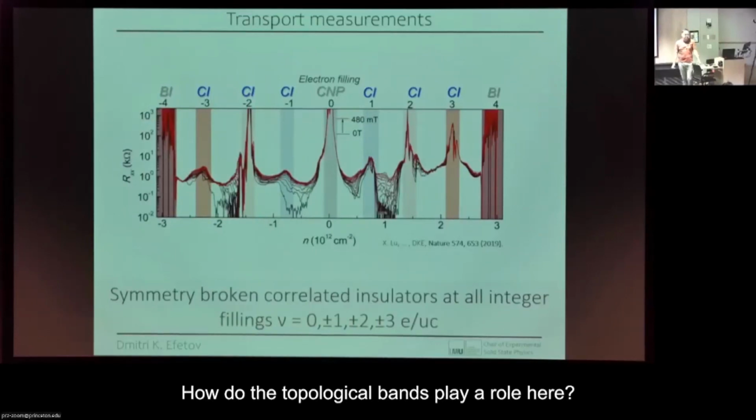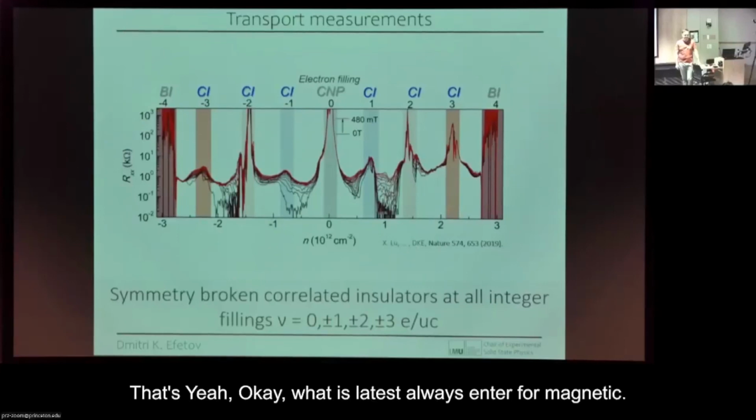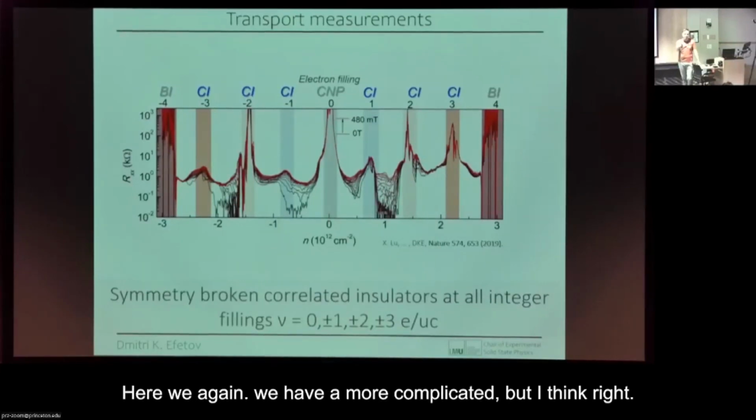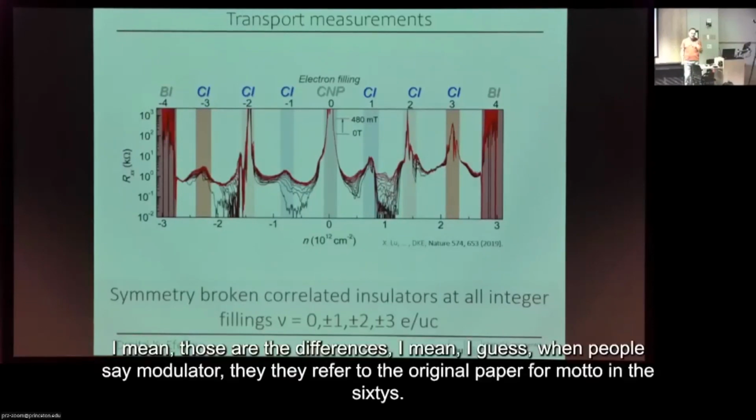How do the topological bands play a role here? Maybe Mott insulator refers to the antiferromagnetic state. Okay, a Mott insulator is always antiferromagnetic. Here we have a more complicated picture. I guess when people say Mott insulator, they refer to the original paper from Mott in the 60s or so, and this was a two-fold degenerate system with an antiferromagnetic state that forms there.